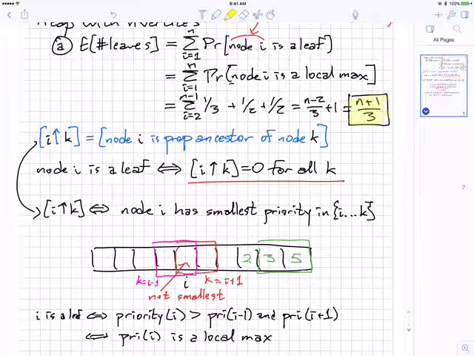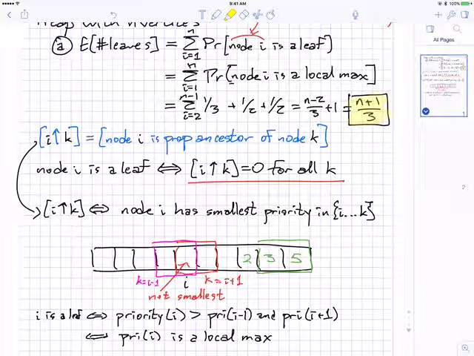Yes? Where did the 1/2 come from again? Node 1 has a 50% chance of being a leaf. Node n has a 50% chance of being a leaf. Yes? So even the leftmost is the smallest, then why isn't it always a leaf? Because it might be the root. It might have a right child.